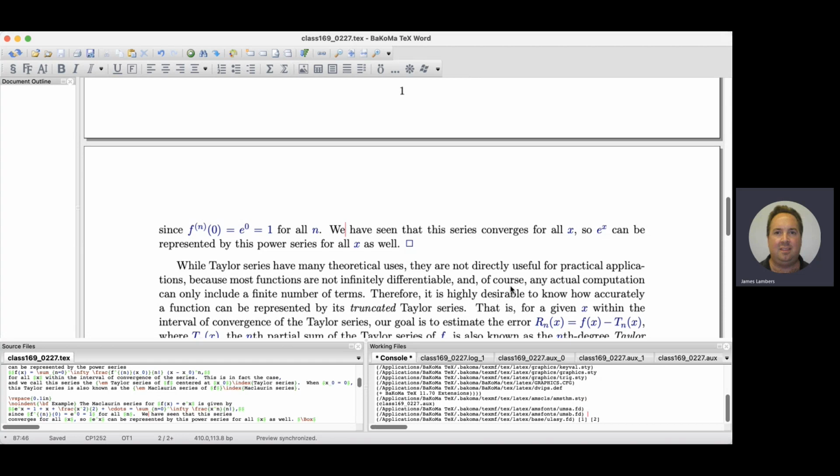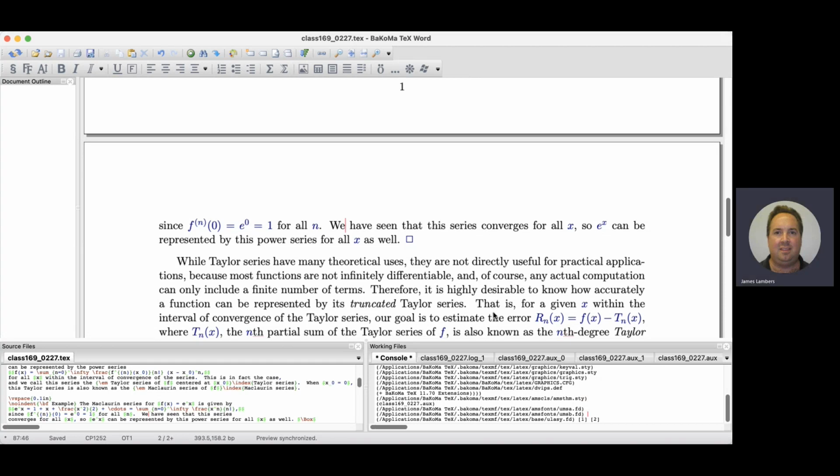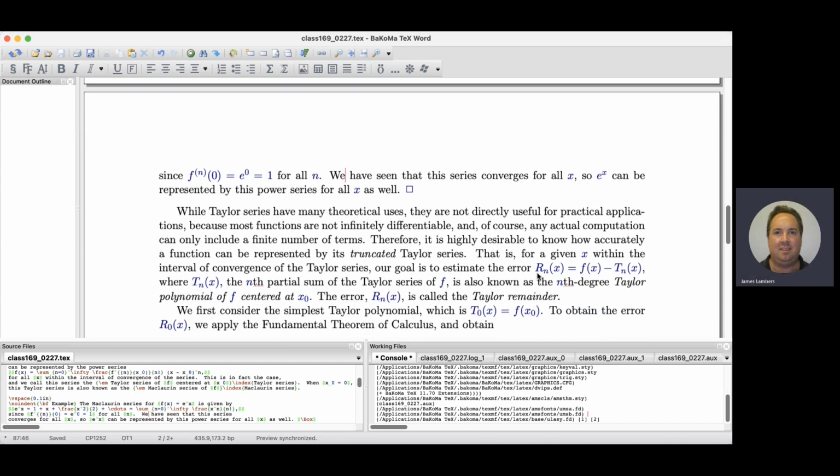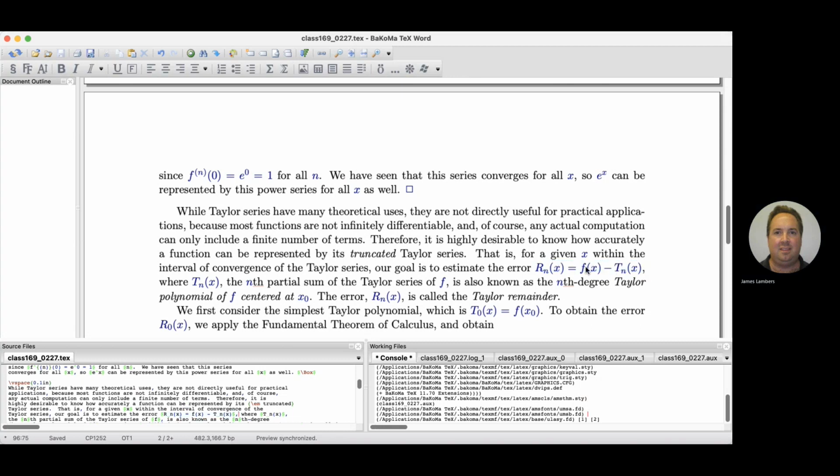So one thing we'd like to know is, if you are going to use the first several terms of some Taylor series for some function, how accurately does that approximate the function? If you're going to be tossing out all terms past a certain point, you're inducing an error. So how large can that error be? This leads to trying to estimate what's called a remainder.